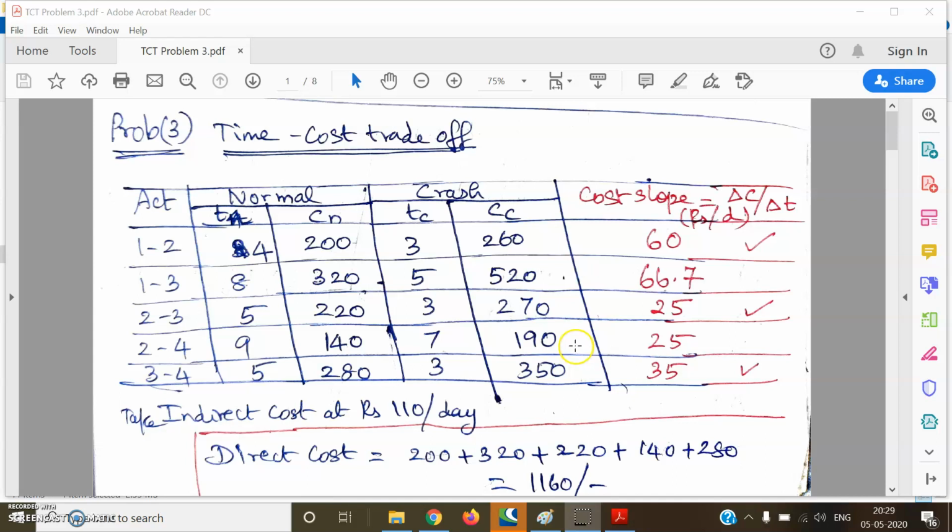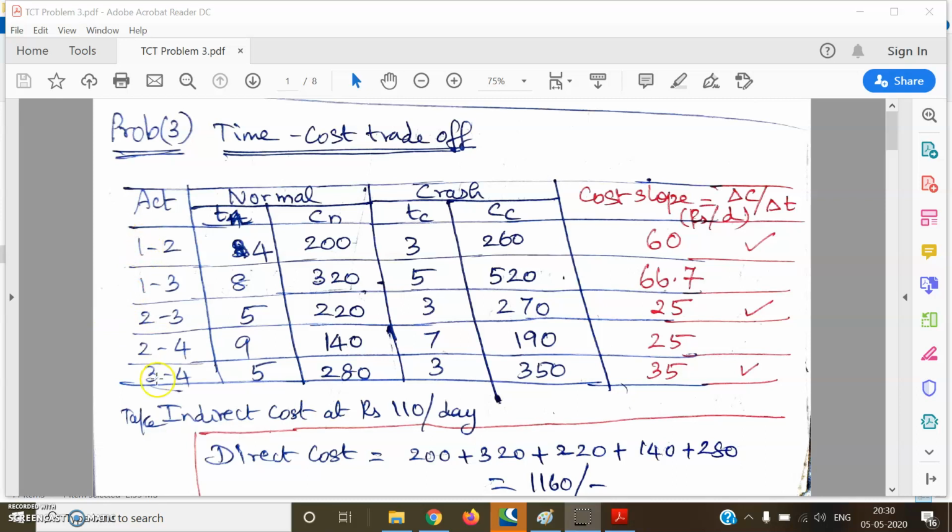Good evening, students. In continuation with problem 2 on time cost trade-off, here is problem 3 on the same topic. This problem has a lot of combinations as you proceed in the stages, so I thought this will be really giving a lot of clarity to this concept. Let us proceed with the problem.